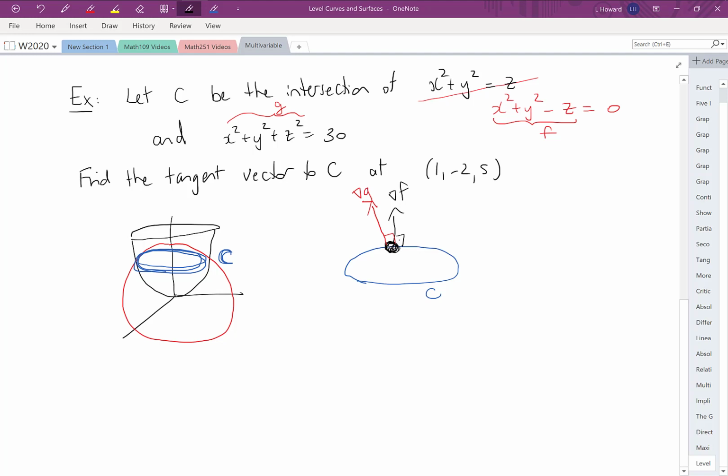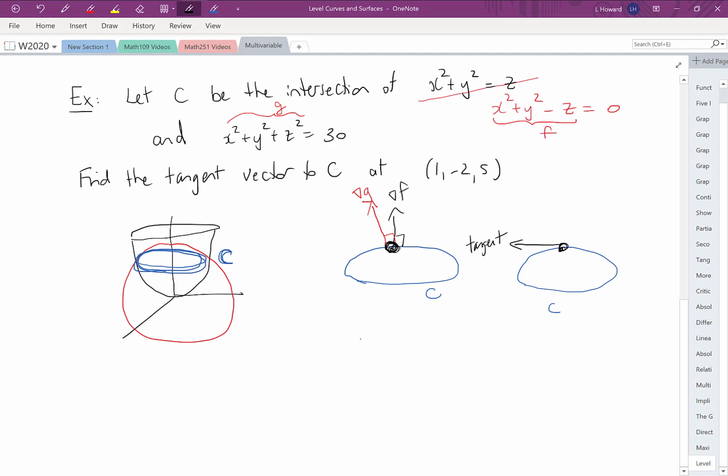All right, so I'm going to draw a third picture and we'll see how this is all going to work together. So here's our curve C. Here's our point that we're interested in. And let's say that this is our tangent vector. I'm not going to name it, I'll just call it tangent vector for now.